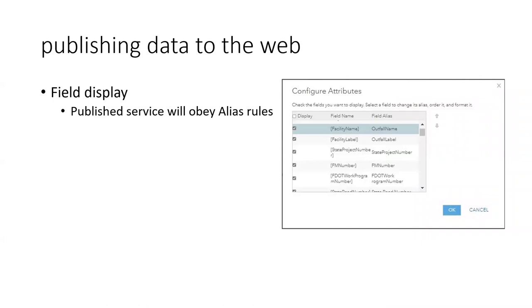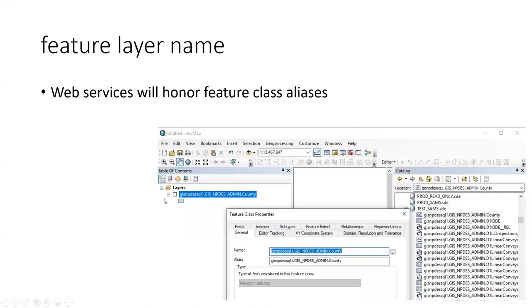Now, field display. The published service always obeys the alias rules. So you see here, I've got an example screenshot where I published something and I didn't give it good aliases. Look at those, right? There's no spacing in there. That would mean I would have to go to the configure attributes option and individually edit each row in that column to get them to look the way I want them to look. On the other hand, if you'd taken the time when you designed your database to give those meaningful aliases, they would already be loaded there. So you wouldn't have to do that. Big time saver.